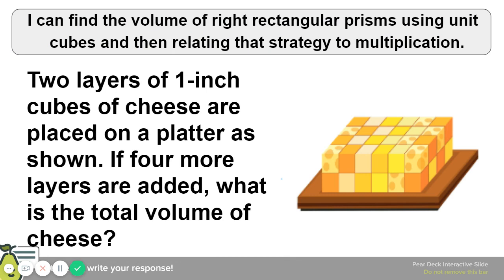So you have 2 layers now. If you have 24 cubes in one layer and 24 cubes in the other layer, you have a total of 48 cubes. So if you add 4 more layers, what is the total volume of cheese? You are adding 4 more layers of 24 cubes of cheese. What is the total volume of cheese?